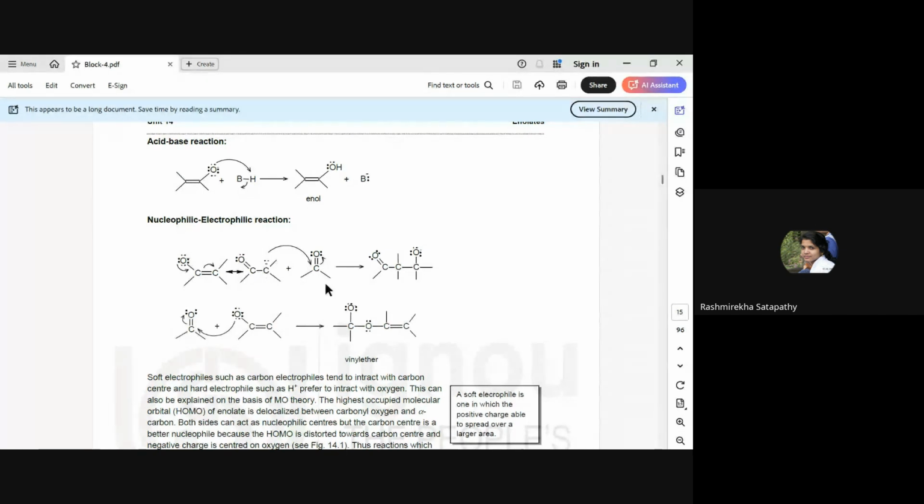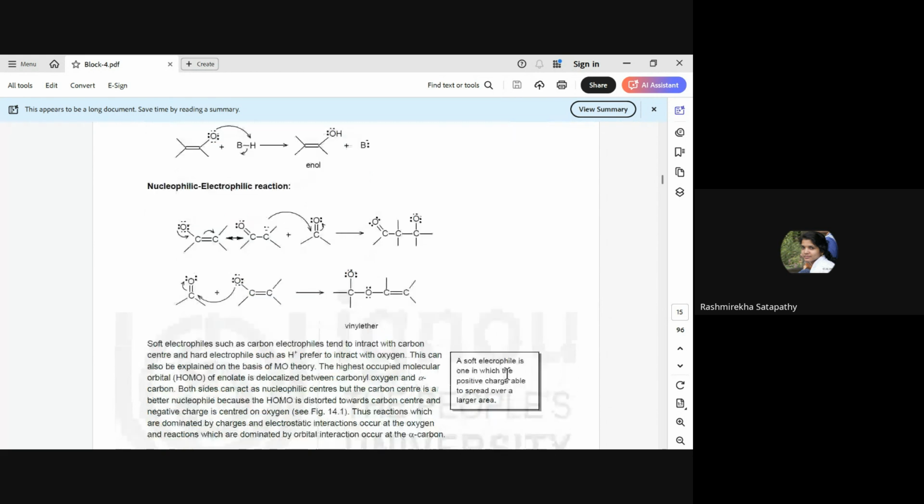When this enolate is treated with a ketone, it undergoes nucleophilic attack on the carbonyl group, and then this compound is formed. If the enolate reacts through oxygen in this way with the carbonyl compound, the product is a vinyl ether. A soft electrophile is one in which the positive charge is able to spread over a large area.